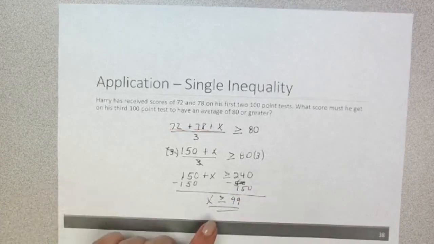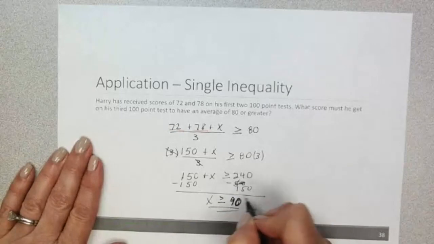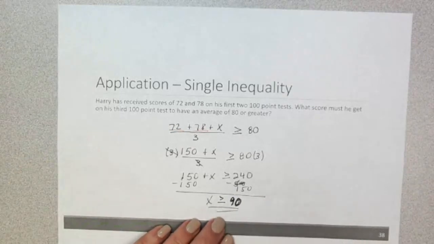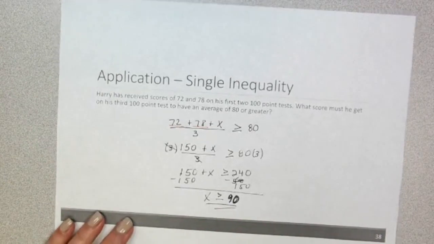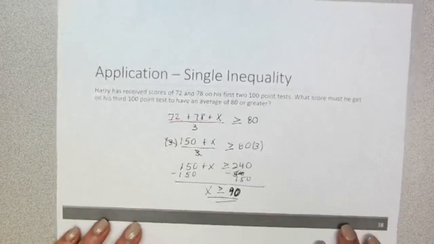All right, so there it is. He needs to score 90 or greater on that third test. And this ends the lecture for inequalities in one variable.